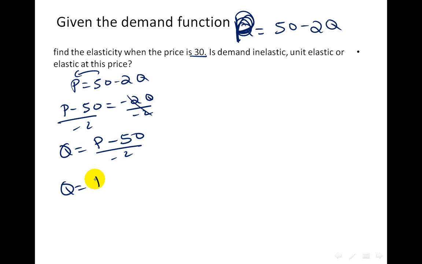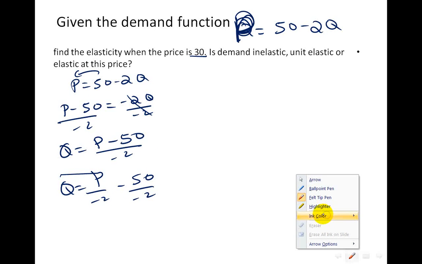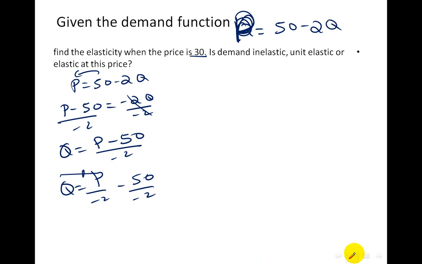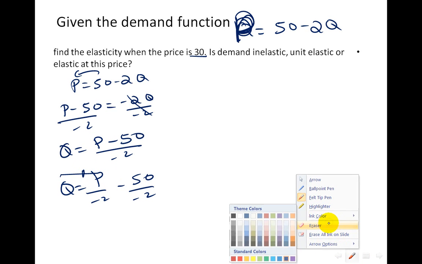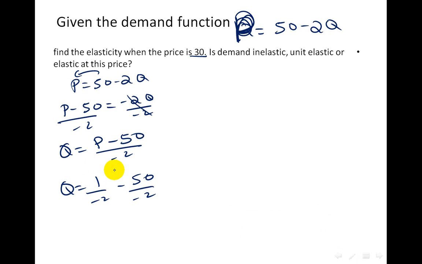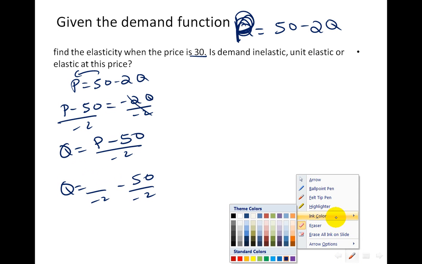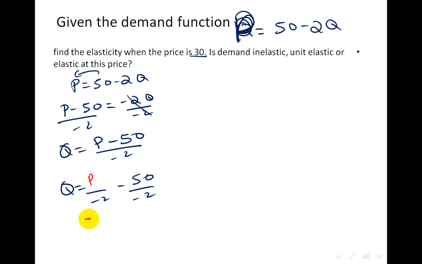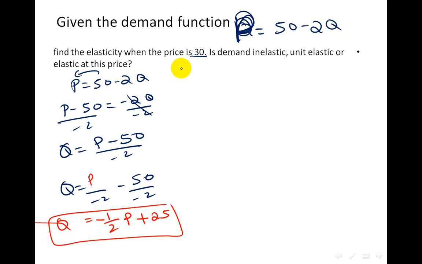Here you can split the negative 2, you can split it this way, because I know that most of the students get confused here once I split it directly. So I'm trying to show this step clearly here. P divided by negative 2 can be written as negative half P. Negative with negative will give you plus 50 divided by 2 is 25. So Q equal negative half P plus 25.